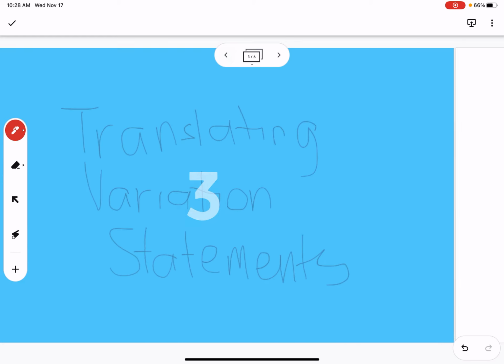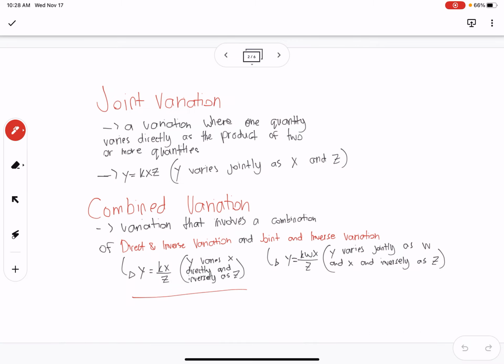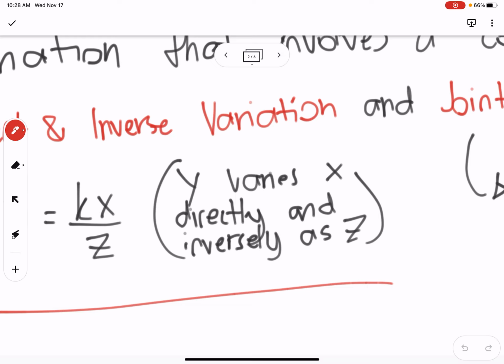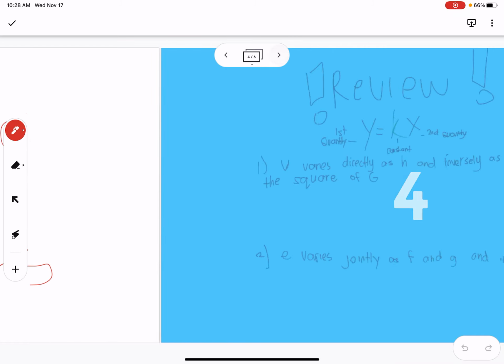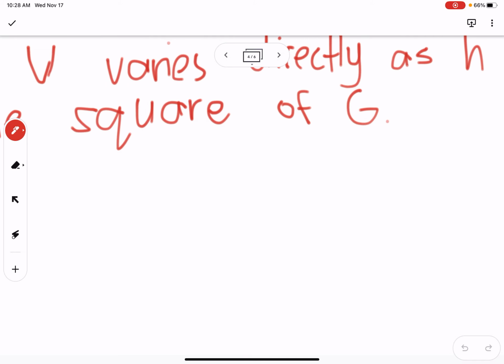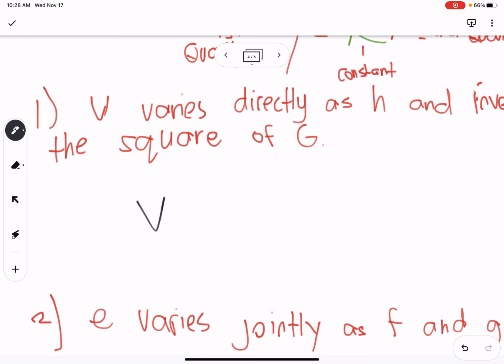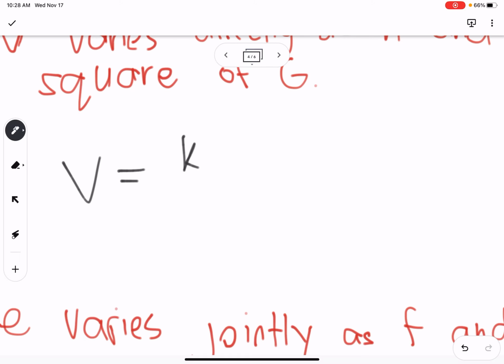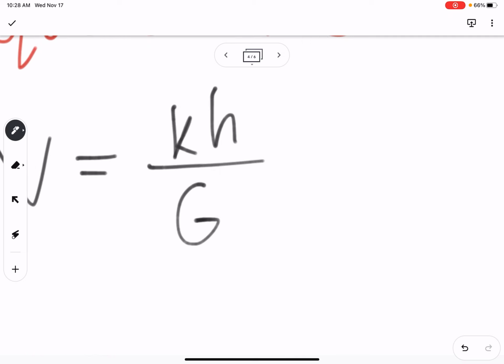Let's go back to our slide. Yeah, it's a direct and inverse variation, which is y varies directly as x and inversely as z. Now that we've found our equation, let's substitute all the values. So we have v equals k h over g squared.